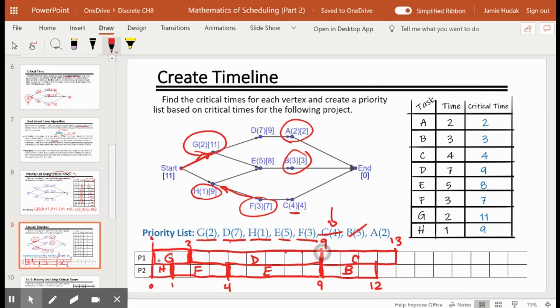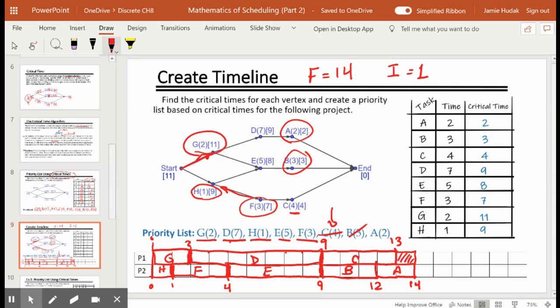D was completed back at the 9th unit of time. A is 2 units. That brings us to 13, 14. So this project is finished at the 14th unit of time. And this is 1 block of idle time. So we can say the finish time is 14 and the idle time is 1.